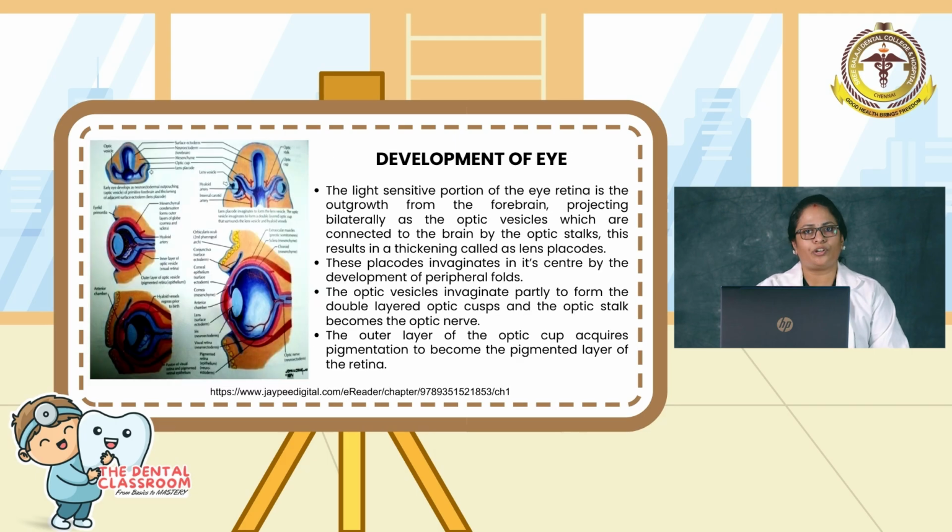So now let's move on to the development of the eye. The eye actually starts as an outgrowth from the forebrain called the optic vesicle. When it meets the surface ectoderm, a thickening called the lens placode forms and folds to make the lens. So the optic vesicle itself folds into a double layered optic cup. The outer layer becomes the pigmented retina and the inner becomes the light sensitive retina. So the optic stalk connecting to the brain develops into the optic nerve.